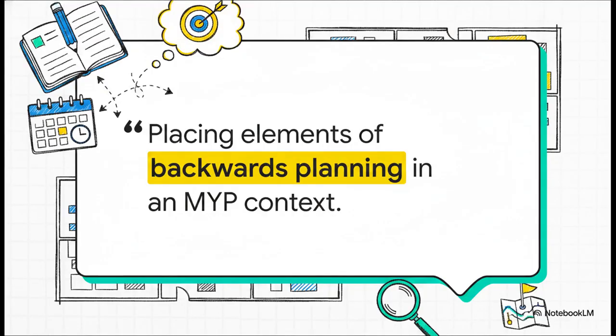To really wrap our heads around this blueprint, we need to ground ourselves in the pedagogical theory that makes the whole thing work. The official MYP guidance explicitly states, these aspects are developed by placing elements of backwards planning, that's Wiggins and McTighe 2005, in an MYP context. So what does that actually mean for us? It means a successful blueprint absolutely always starts with the end in mind. Before we even try to figure out what we're doing on a random Tuesday in November, we first have to rigorously define the ultimate destination of our students' learning.